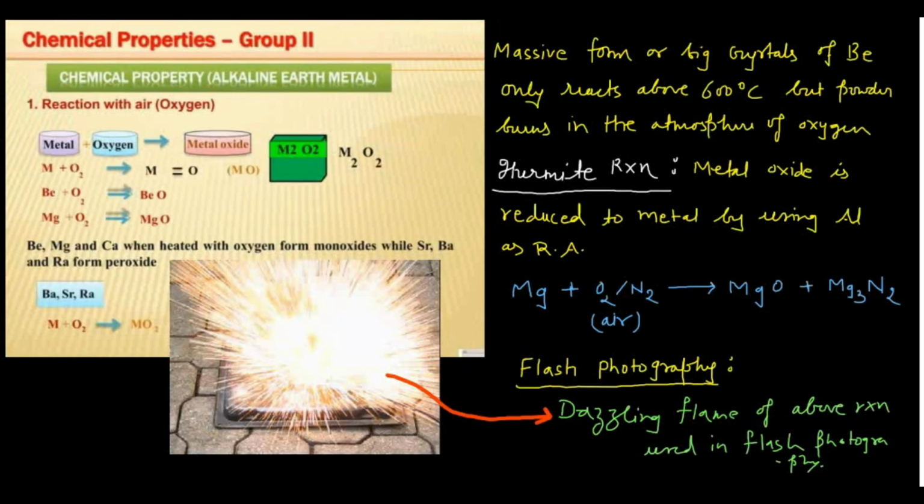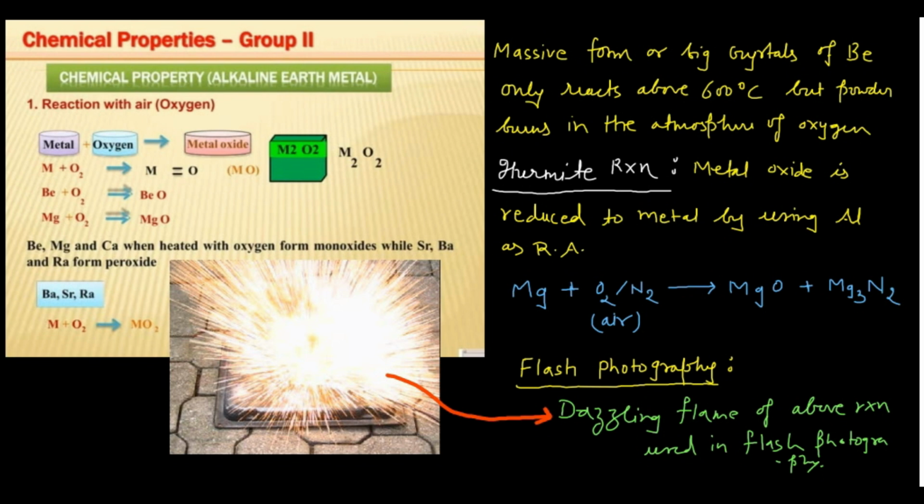Now let's move on to the chemical properties of your group 2 metals. Let's see what the first chemical property is. First is the reaction with oxygen, right? So basically what I have written here is oxygen with air. The air also contains nitrogen, and nitrogen is quite unreactive. Later on we will also see the reaction with nitrogen. First of all, you can see here, all the metals of group 2 will combine with oxygen to form the metal oxide.